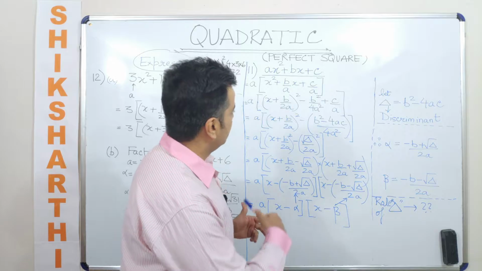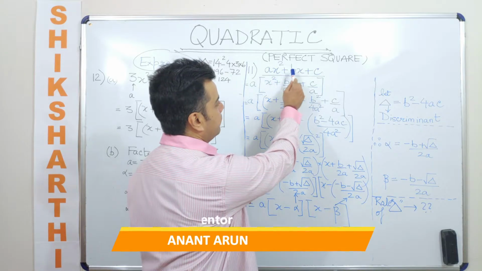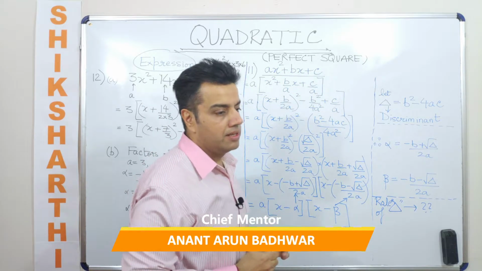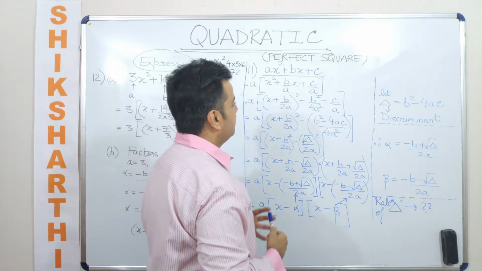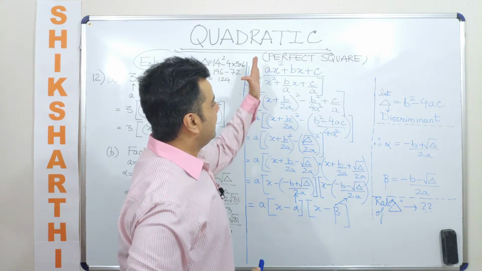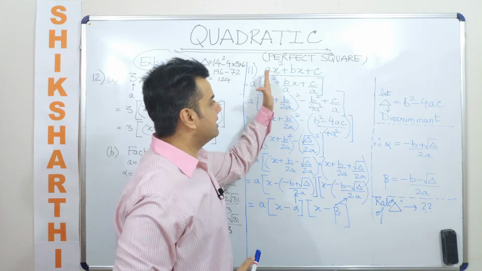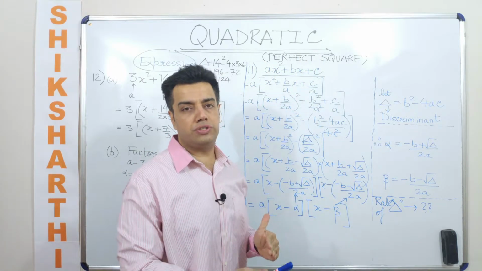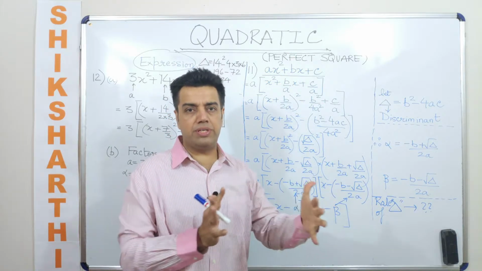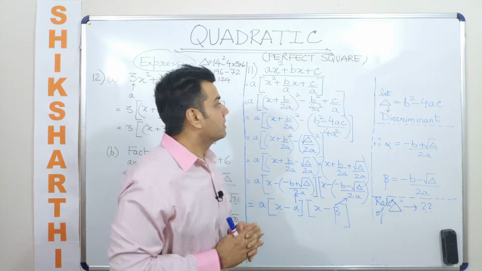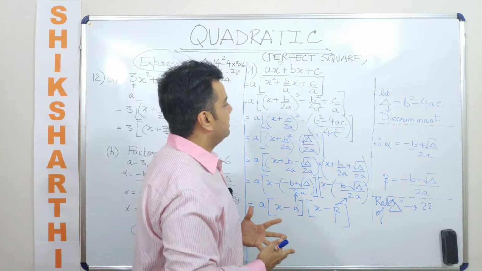So I'm taking the same quadratic expression as ax square plus bx plus c. Now here we need to understand that a, b, c are coefficients. We call a the leading coefficient and c the trailing coefficient. B is an interim coefficient. Interim means in between, right? So we are doing the same as we had done earlier.